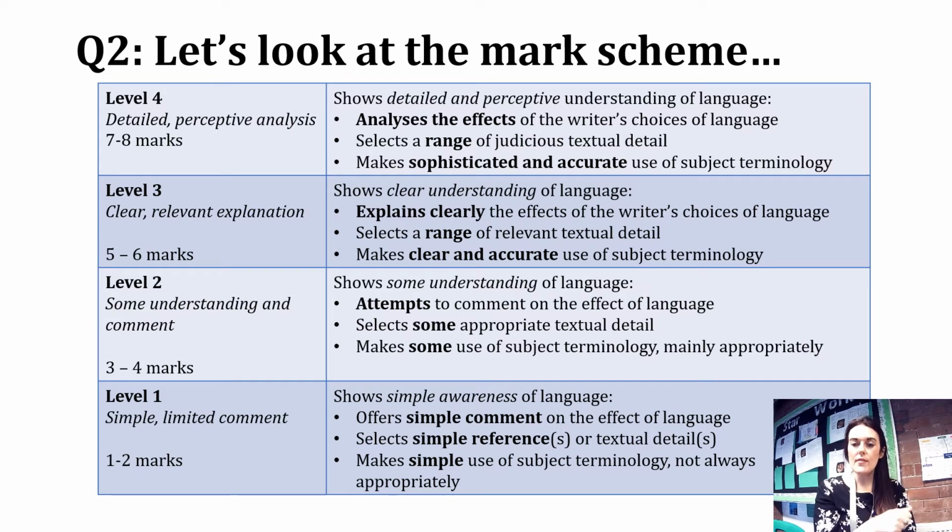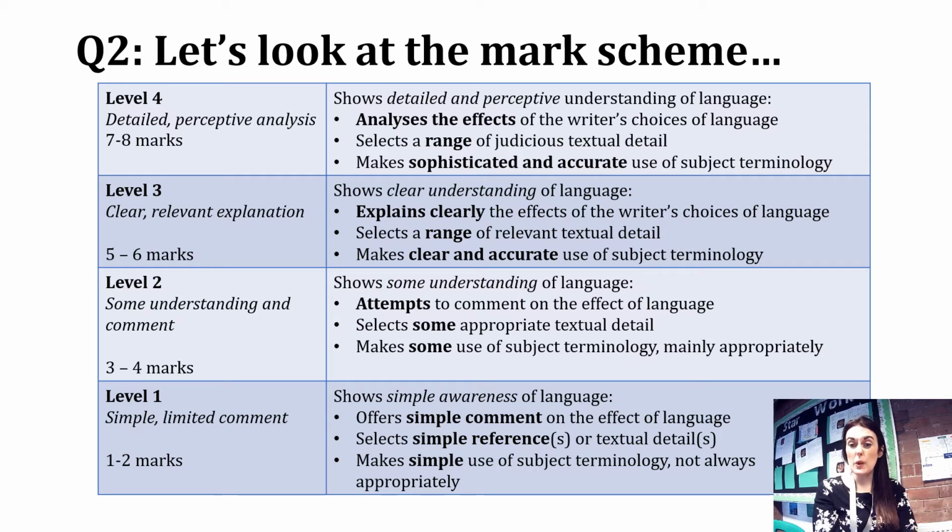It's not saying why it makes the reader feel sorry for Ruby or worried for Ruby. So you've got to analyse the effects really carefully, going: that word, that phrase very much makes the reader feel this way. Judicious textual detail means that you have picked your quotes incredibly carefully. You have picked short quotes, you've embedded them into your sentence, and you've really thought about what that quote does, and you're using sophisticated and accurate subject terminology. So actually knowing the technique. If you're still at the stage where you're using a lot of 'this is imagery', that's absolutely fine for level 3, but to get the top marks is using phrases like semantic field, extended metaphor, and those kind of higher level devices.